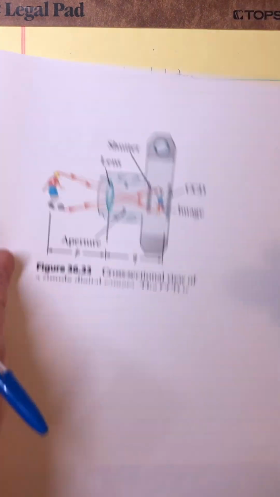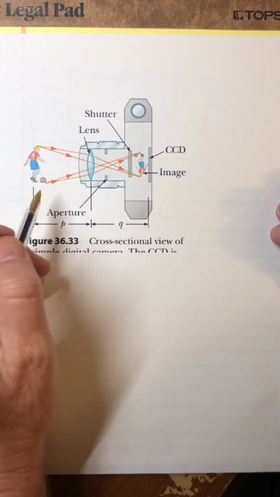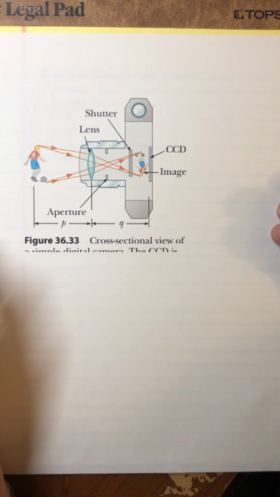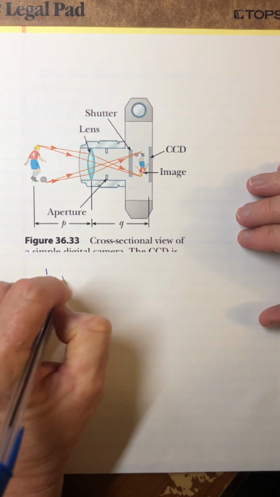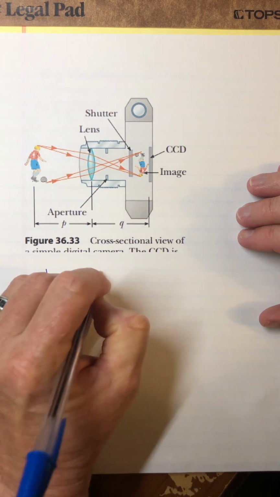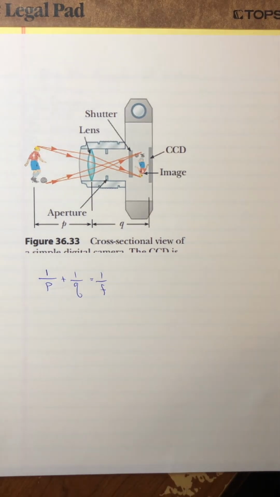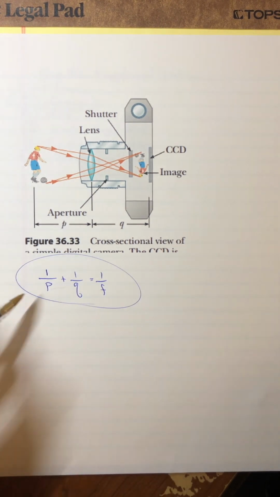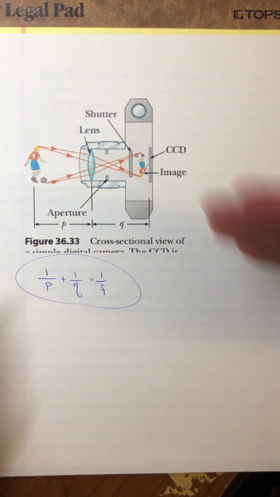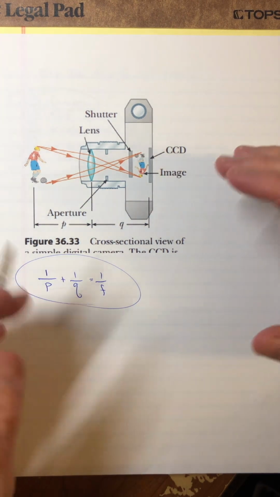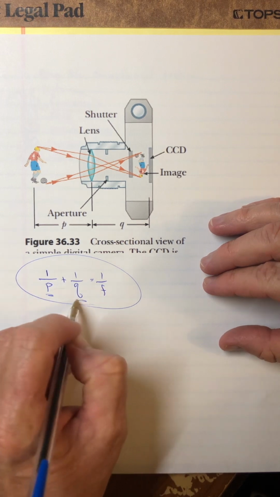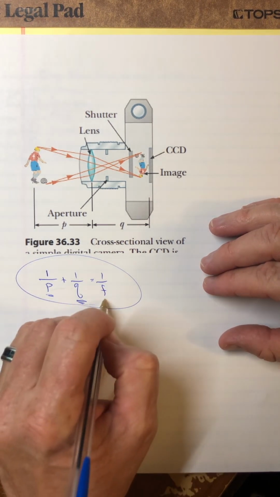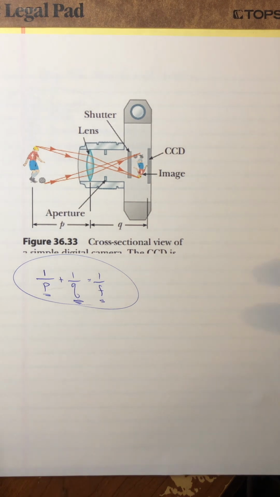In fact, I went ahead and printed up a nice picture out of your textbook here, showing the general idea of the camera. And let me take this as a moment to say 1/p + 1/q = 1/f. This is our basic physics that we said could be applied to lenses or to mirrors as long as we stick to these rules about when the object distance is positive or negative, when the image distance is positive and negative, and when the focal length is positive and negative.